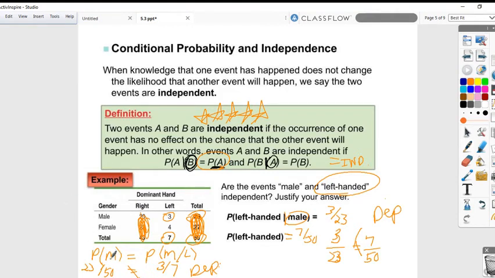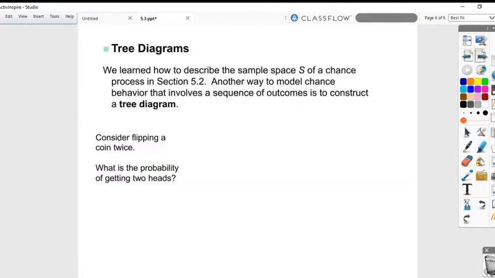So pick one, pick it again, given the other one. I did males, total males, 23 out of 50. Then pick it again, given the other one. Now I'm only giving you left-handed: 3 out of 7 males. Not equal, they're dependent. So definitely on the test. And this is something new, I know it is.